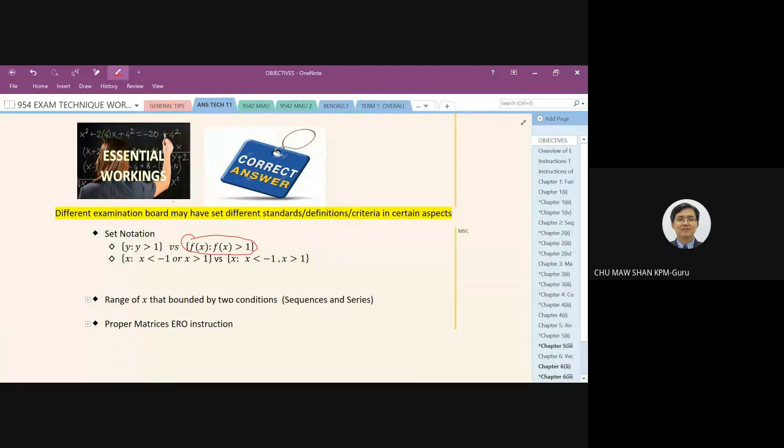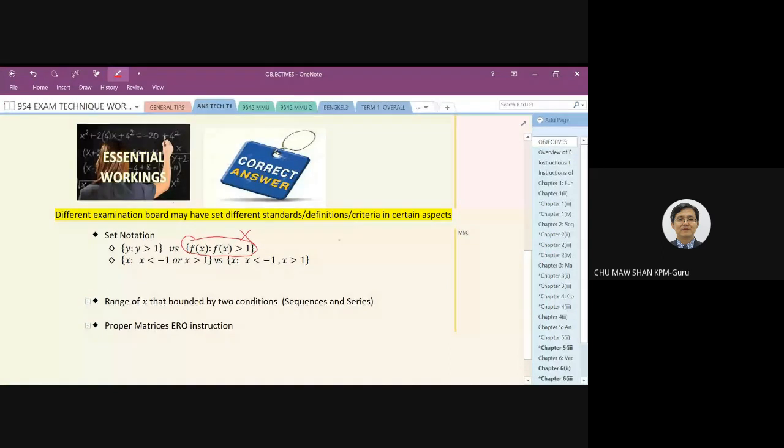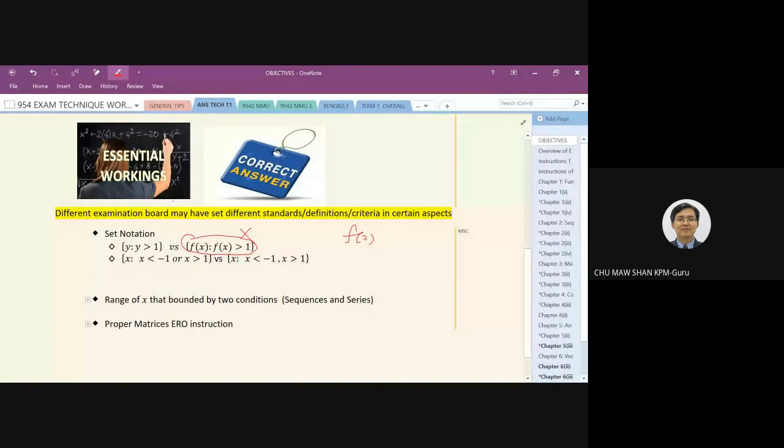So please remember. And then, as you can see, it said set, so it must be in set notation form. So this one, don't use. In fact, f(x) itself is just a formula to find the image of x. It's not suitable to express the range of a function. So the range of a function should be represented by using y.